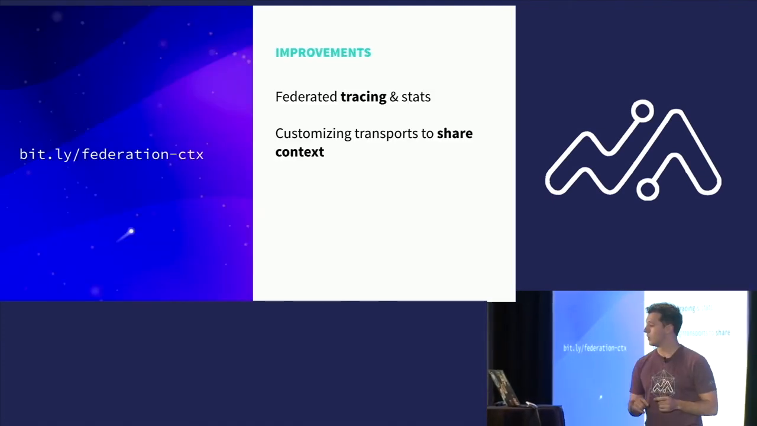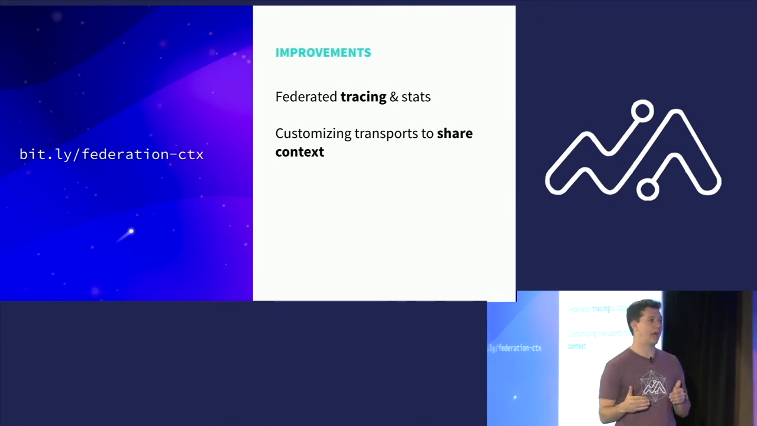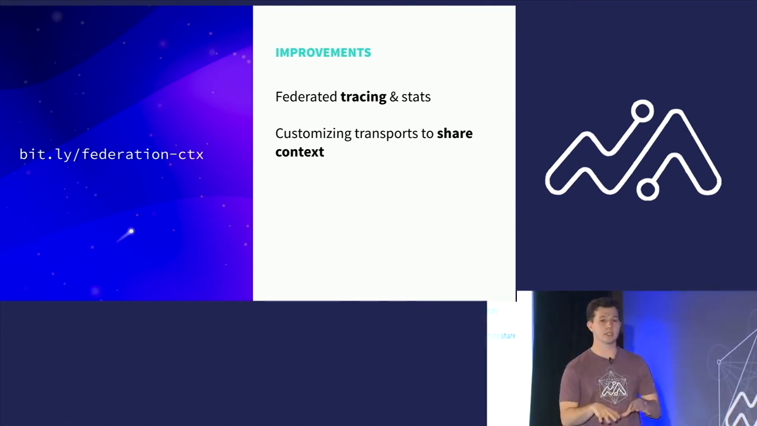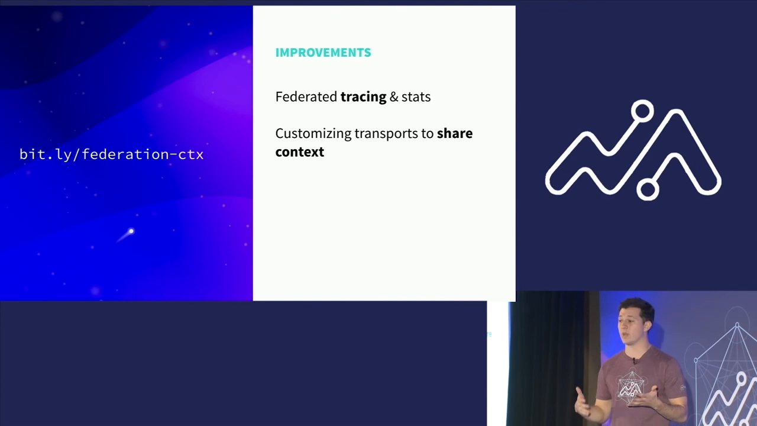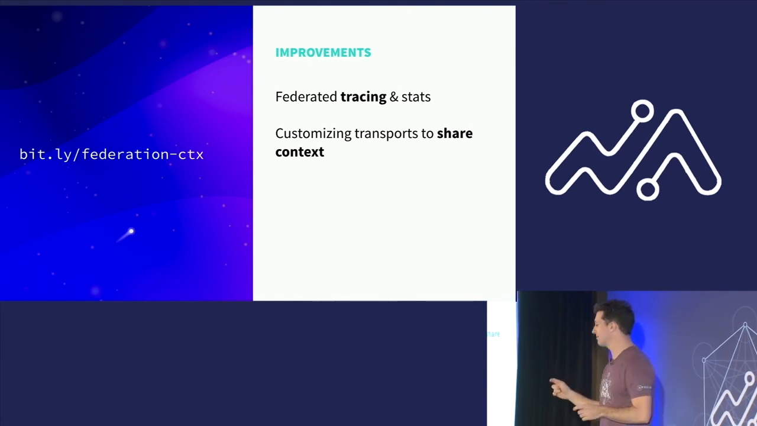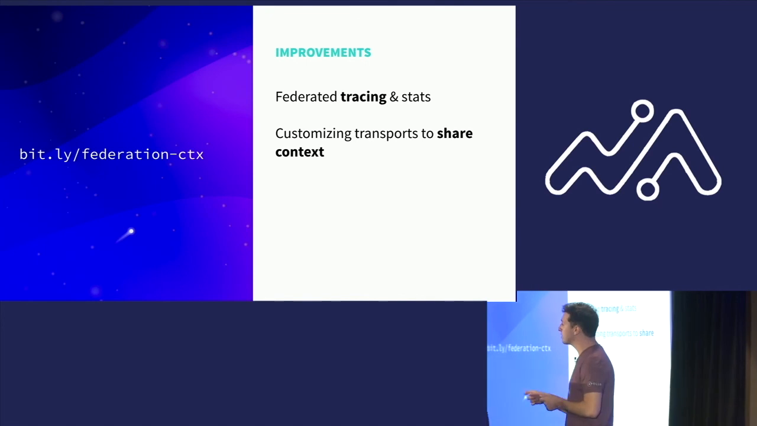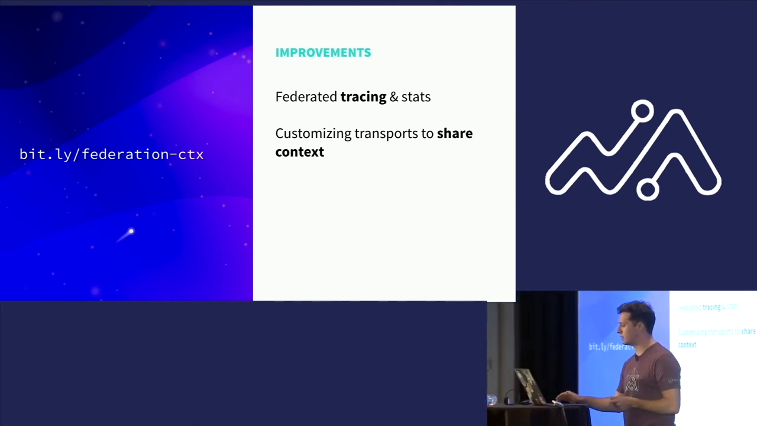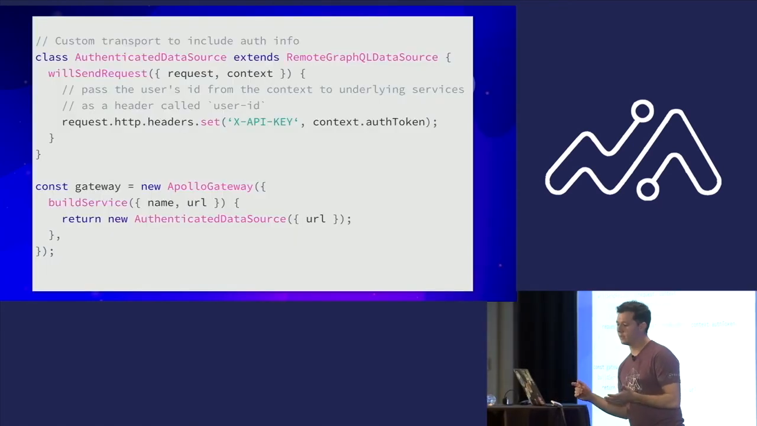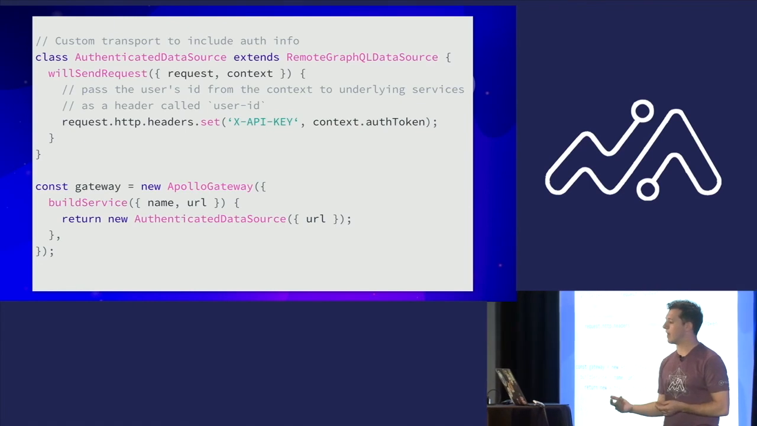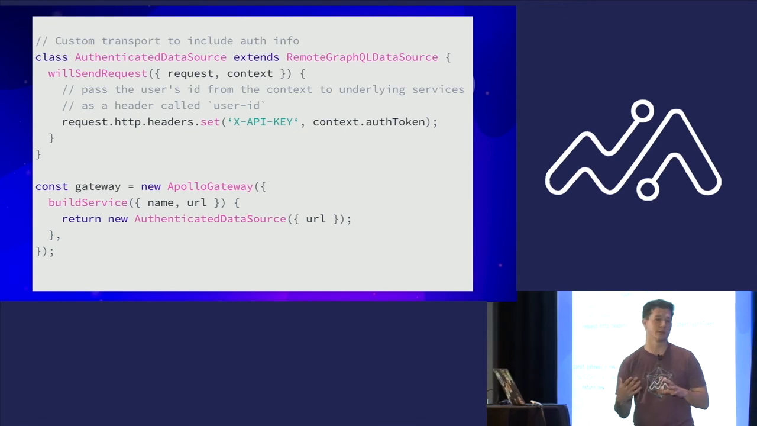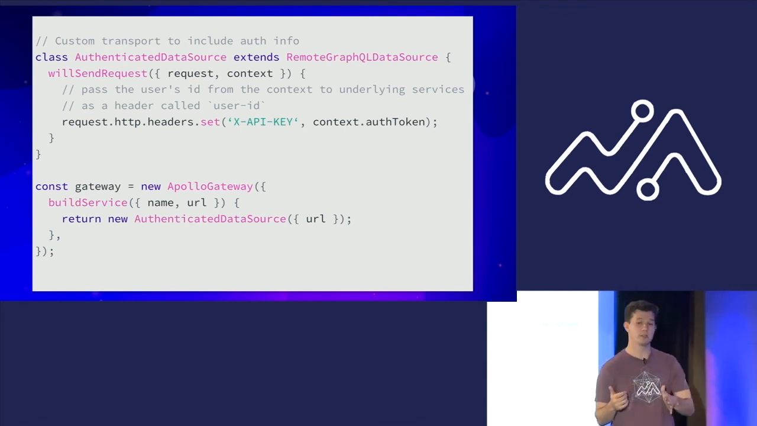The second bit was a clear answer on how to customize transports to actually share context. This was something that we needed to do with stitching, but we were kind of just doing it however we felt like. And there wasn't a clear and obvious answer for how to do it. One nice part about federation is that there was a clear answer for sharing context. It was the idea of having a data source that you will plug in as you build your service. So you can specify this by service. You can do it in general.